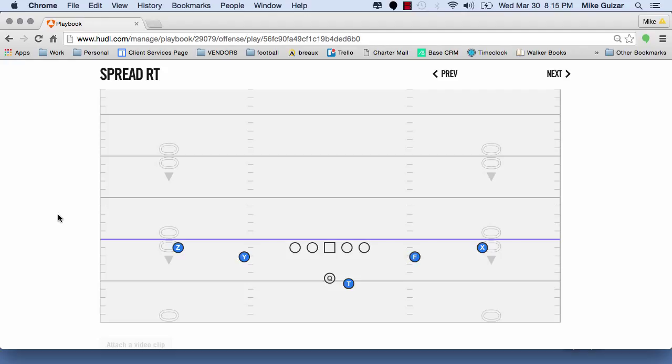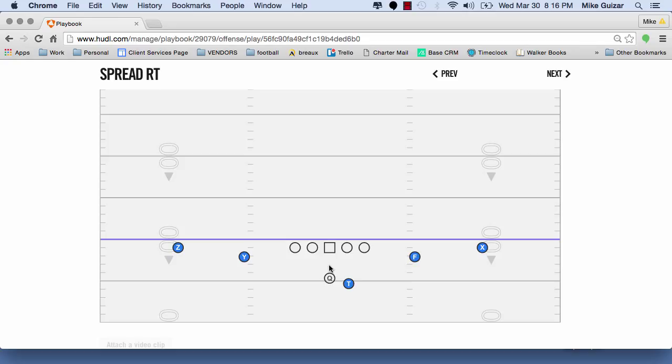Okay, so after flex, now we're going to talk about spread. Spread is a 2 by 2 concept. What I mean by that is 2 wide receivers on the right and 2 wide receivers on the left. How do I know where F and X are or where Y and Z are? Well, the same principle applies. The called side speaks to the F and the X.